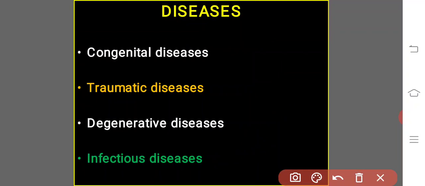Congenital diseases are deformities with which the fish is born. By born, they occur in the individual. Example, the missing of gill covers, that is missing of operculum, missing of fins or twisted backbones. So those deformities occur during the birth. By birth itself they have that. And traumatic diseases, these are produced by injuries usually caused by other fishes during fights or sometimes when the fishes jump out on being netted, then they undergo traumatic diseases.